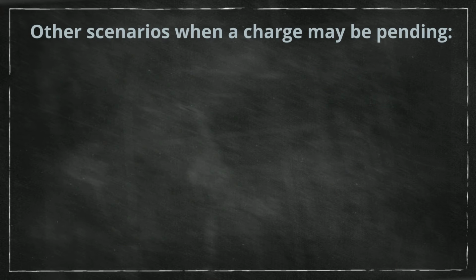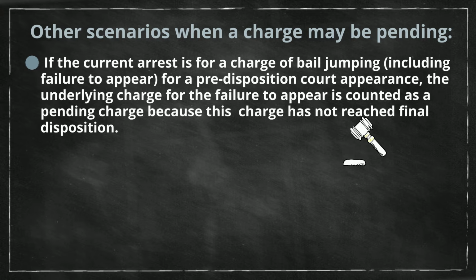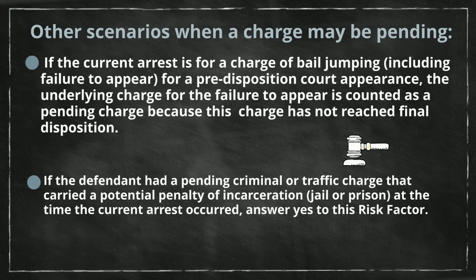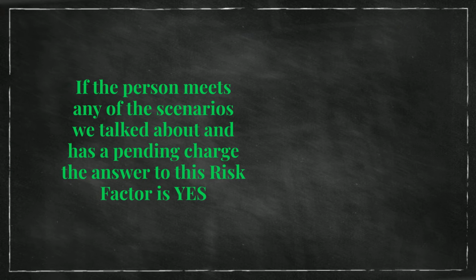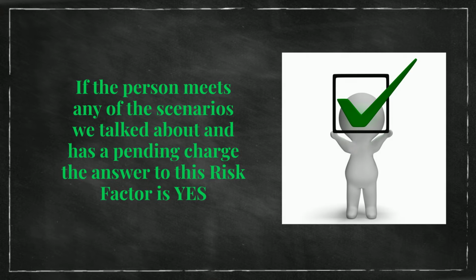There are a couple of other scenarios when a charge would be considered pending. If the current arrest is for a charge of bail jumping, including failure to appear for a predisposition court appearance, the underlying charge for the failure to appear is counted as a pending charge because this has not reached final disposition. If the defendant has a pending criminal or traffic charge that carried a potential penalty of incarceration, jail, or prison, at the time the current arrest occurred, answer yes to this risk factor. If the person meets any of the scenarios we talked about and has a pending charge, the answer to this risk factor is yes. Let's review the FAQs together.